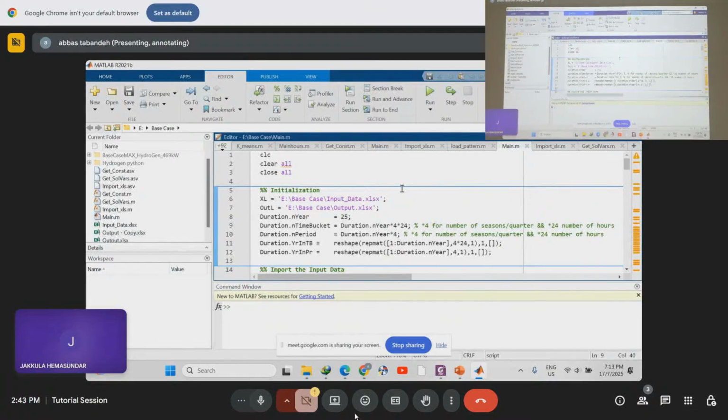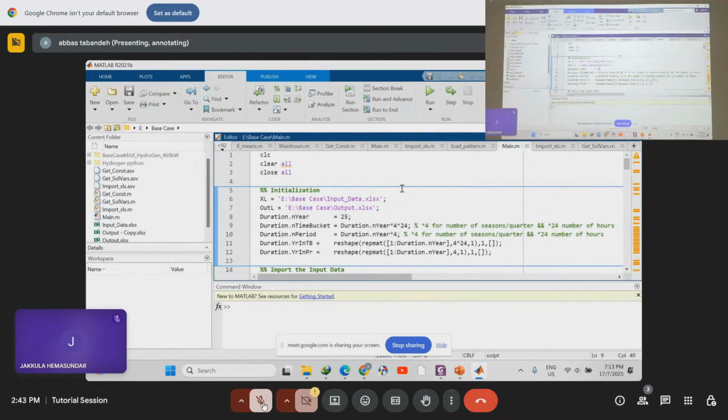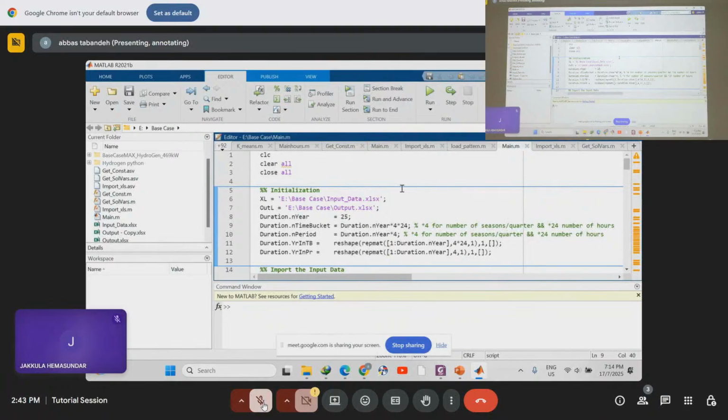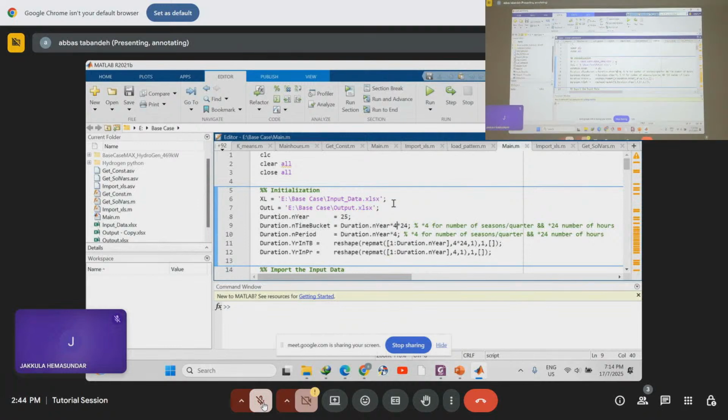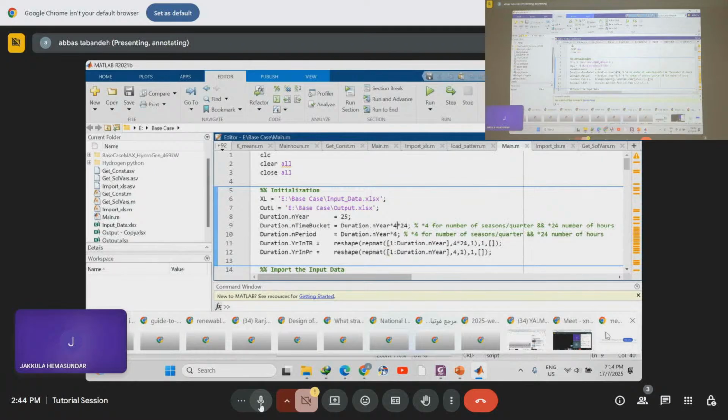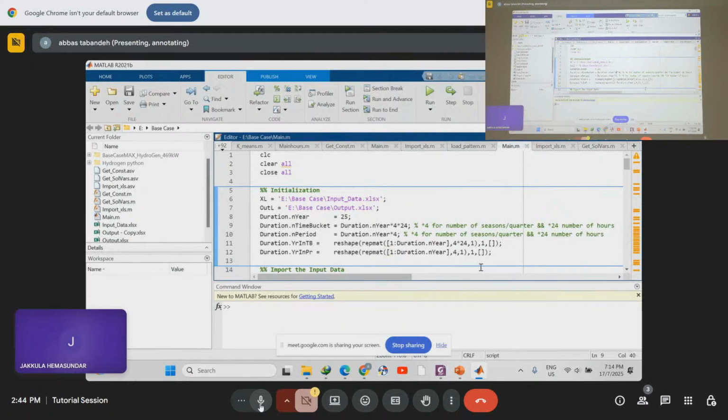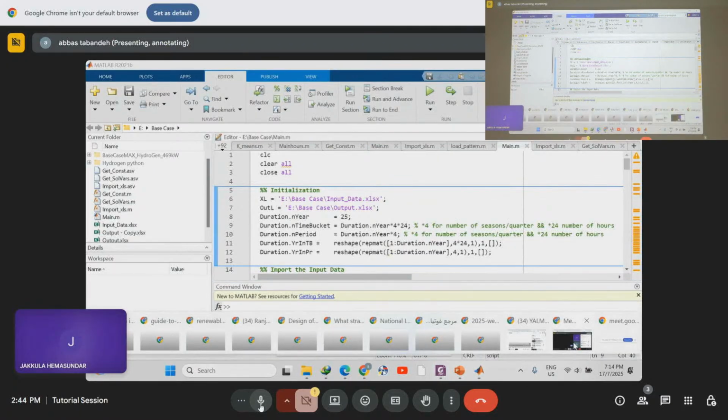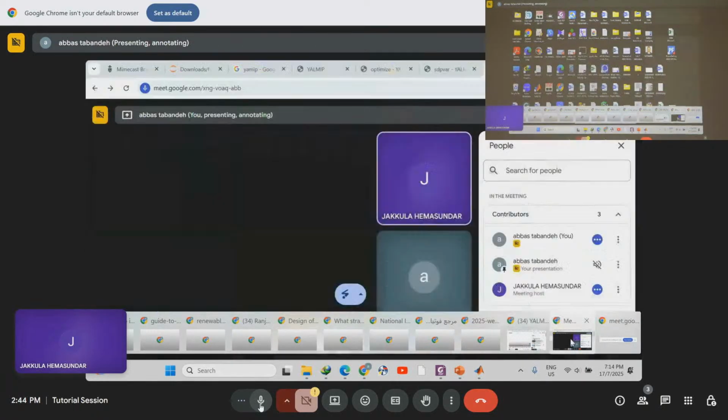Therefore, to solve the optimization problem in MATLAB and do the modeling, we need another toolbox and package, whose name is YALMIP. Everyone, have you downloaded the YALMIP toolbox or not? I can show you how we can download the YALMIP. I think they have already downloaded, right? They have already downloaded, so please continue.